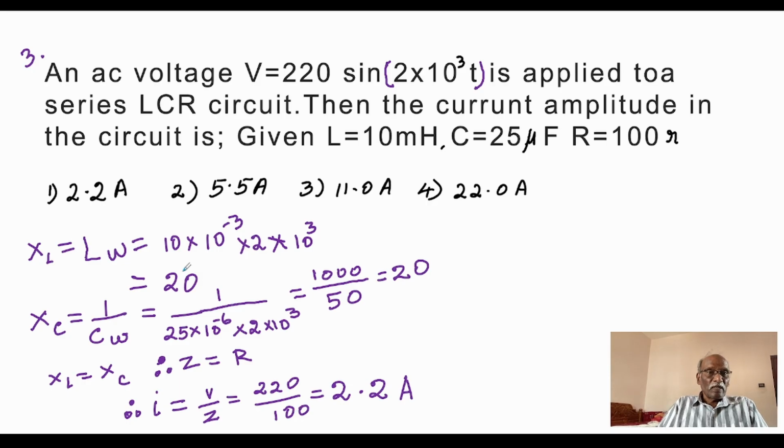Third one. An AC voltage V equal to 220 sin 2 into 10 to the power 3 t is applied to a series LCR circuit. Then the current amplitude in the circuit is asked. See, this is an LCR circuit. What is an LCR circuit? You see here, this is an inductor, and then a capacitor, and then a resistor. All the three are connected in series.